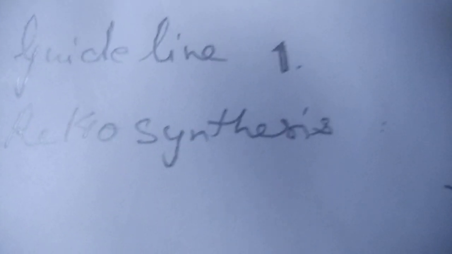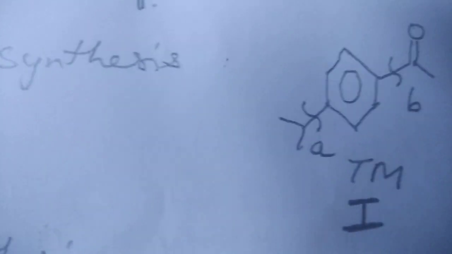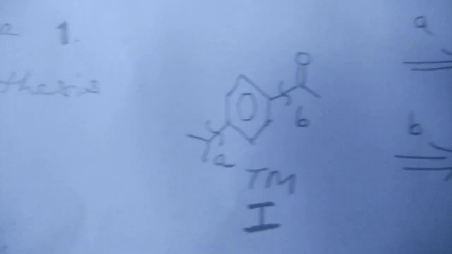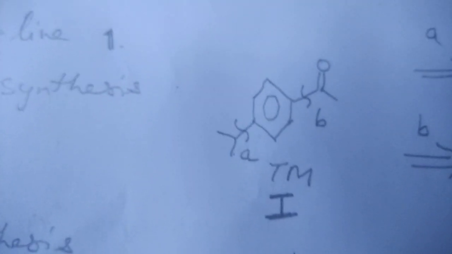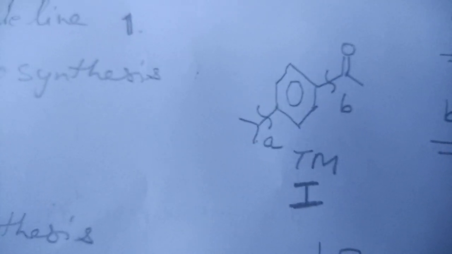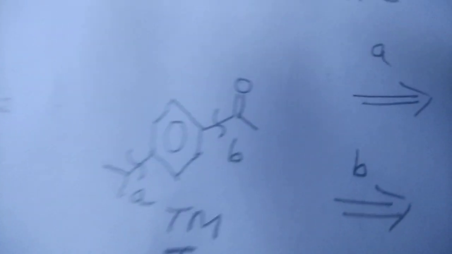Now, the first guideline, I hope you can all see. I've improvised using one of my veranda walls. Guideline 1 is retrosynthesis, in other words, the reverse of synthesis. The target molecule, I've named it 1, can be disconnected using two pathways: pathway A or pathway B.